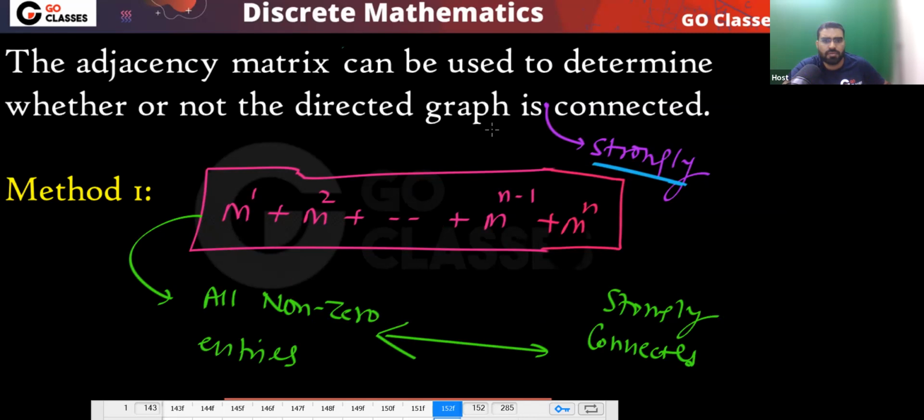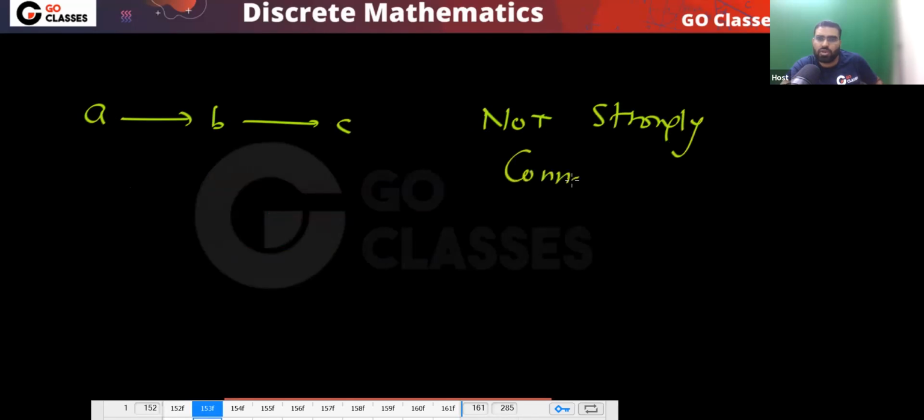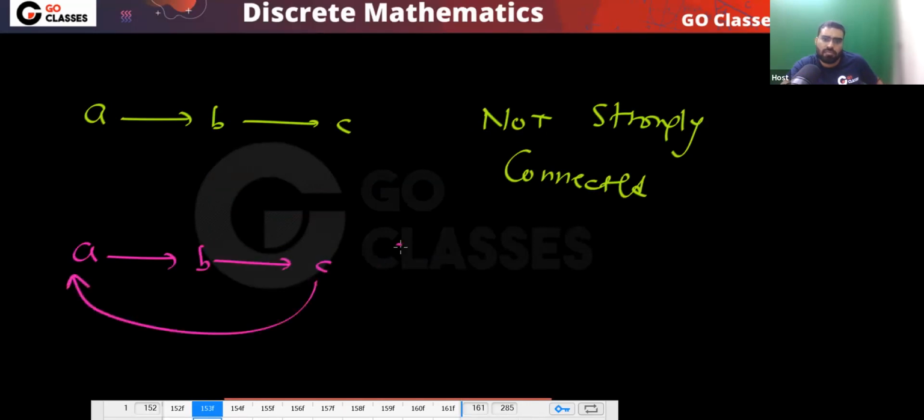Clear? Someone is asking, yes sir, but we can find connectivity by n minus 1. See, this graph is not strongly connected, right? But this one is strongly connected.